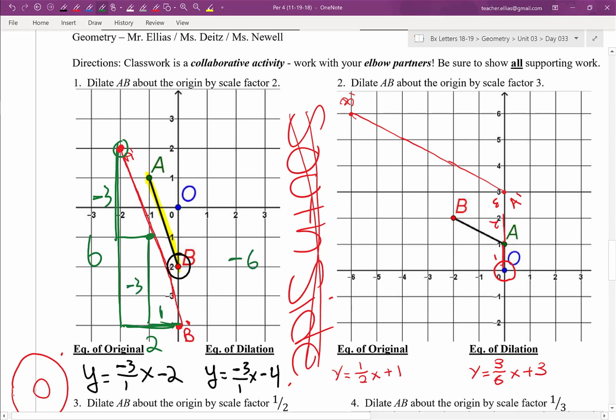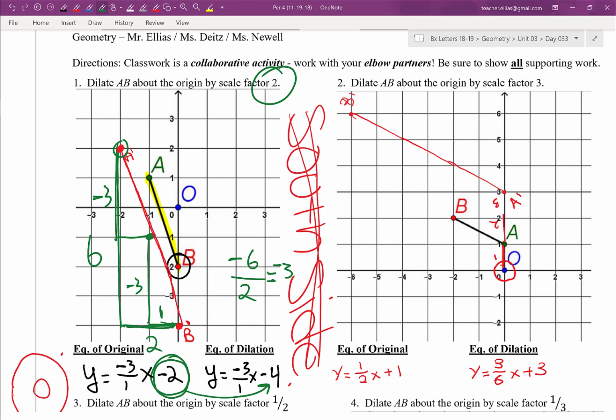Because when you type -6 over 2 into a calculator, what's -6 divided by 2? -3. So what do you notice about the slopes? They're the same. But what about the y-intercepts? They change. How do we go from -2 to -4? Dilated by 2. Why 2? That's what it says. Scale factor. So, what do you do to the original y-intercept? You just multiply. Why multiply? That's what dilations are, the multiplication.